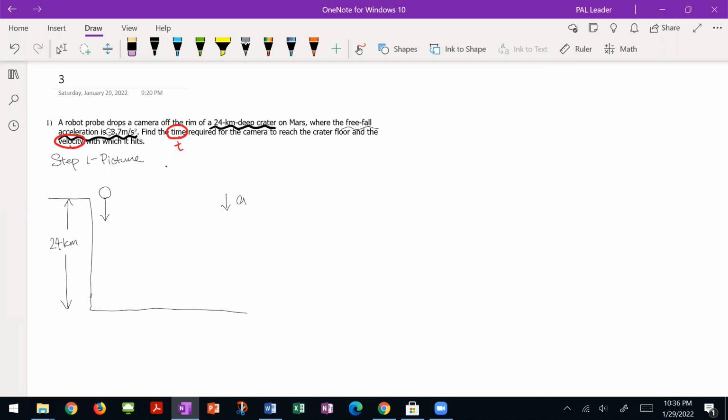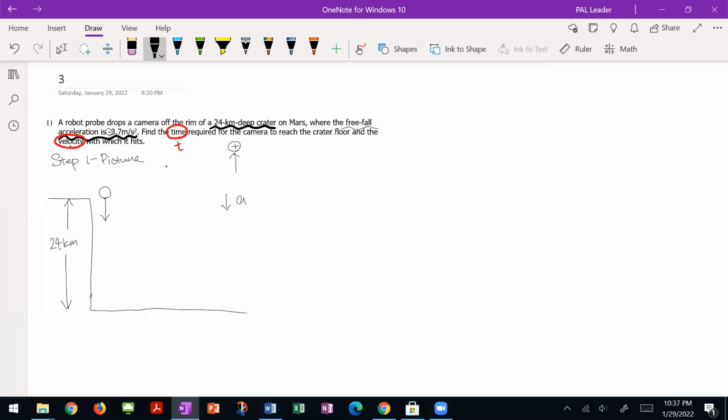So that tells me that in this problem, if going down is negative, then going up would be the positive direction. Sometimes the problem will indicate that to you, or sometimes you have to decide on your own whether you want to make up the positive or down the positive. Usually, if it's going up, it's positive. So just keep that in mind.